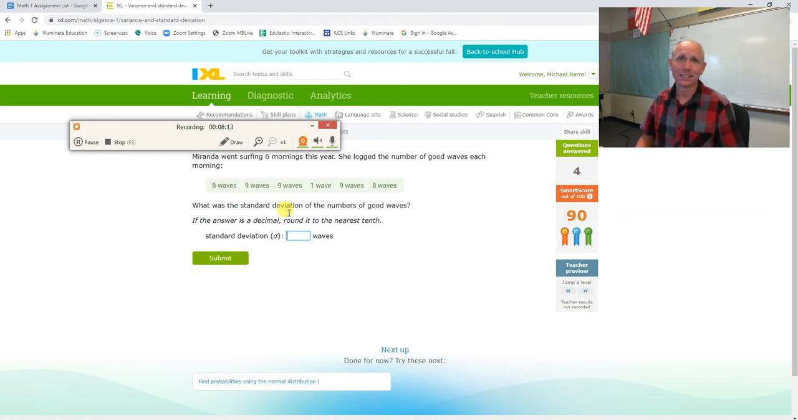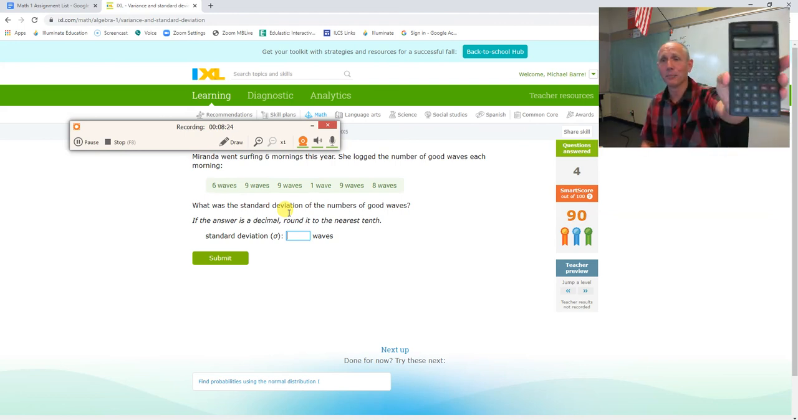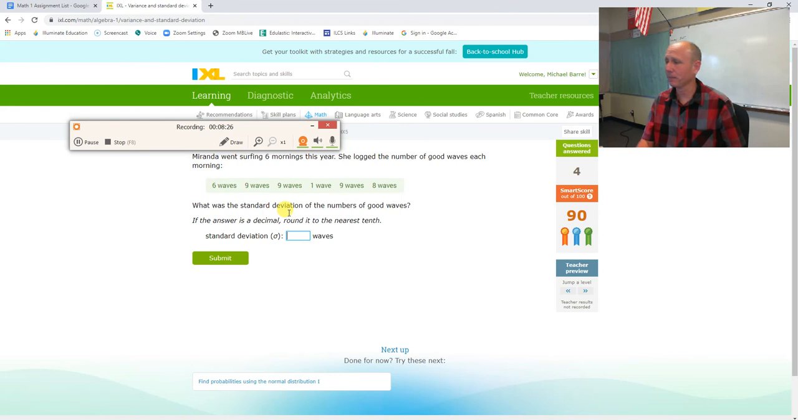If you have really good calculators, they'll do it for you. There are probably online calculators that also do this, but you won't be able to use them on a test. So learn how to do standard deviation with just a simple calculator, a basic scientific.